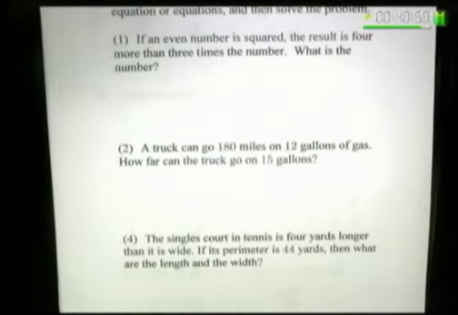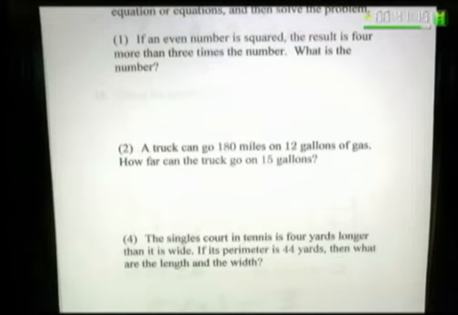All right. If an even number is squared, the result is 4 more than 3 times the number. What is the number? So my question is, what is the number? Do you know what it is? You don't know what it is, right? So we call it x, right? When you don't know what something is, you call it x.